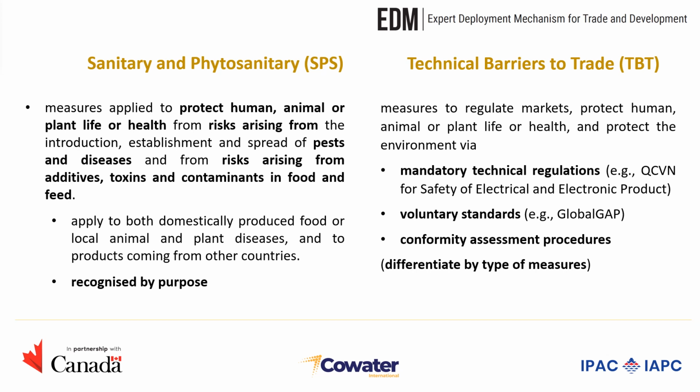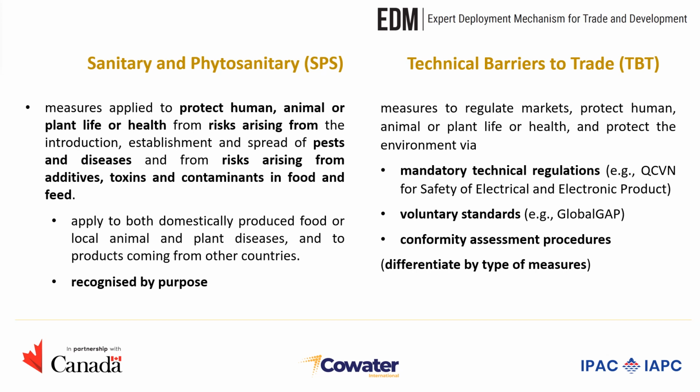On the other hand, technical barrier to trade or TBT measures refer to measures that aim to regulate the market, also to protect human, animal, or plant life or health, and protect the environment in general. TBT measures can be further divided into three groups of measures.